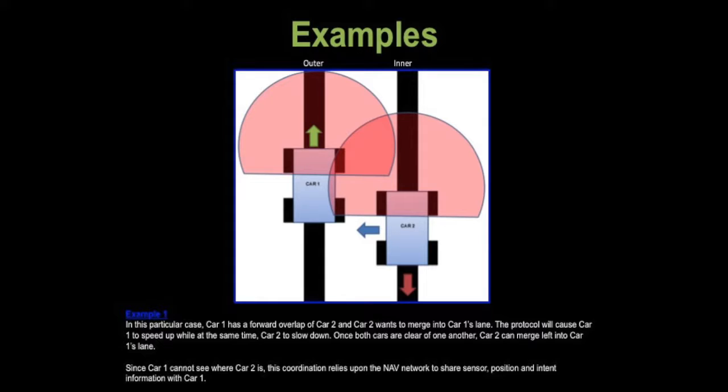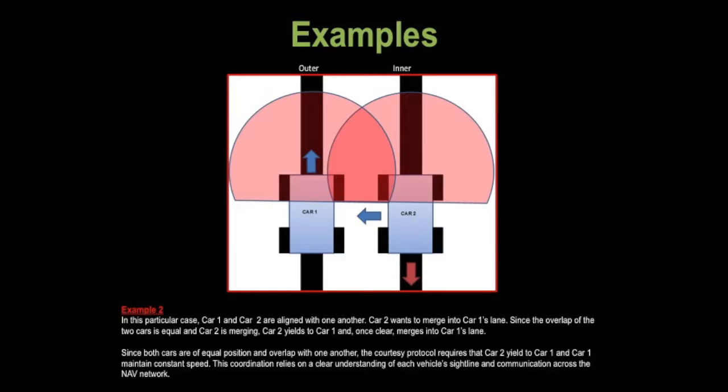For instance, in this particular case, Car 1 has a forward overlap over Car 2, and Car 2 wants to merge into Car 1's lane. The obstructed merge protocol will cause Car 1 to speed up, while at the same time Car 2 will slow down. Once both cars are clear of one another, Car 2 can merge left into Car 1's lane. Even though Car 1 could not see Car 2 in this example, this coordination relies upon the NAV network to share sensor, position, and merge state information with Car 1.